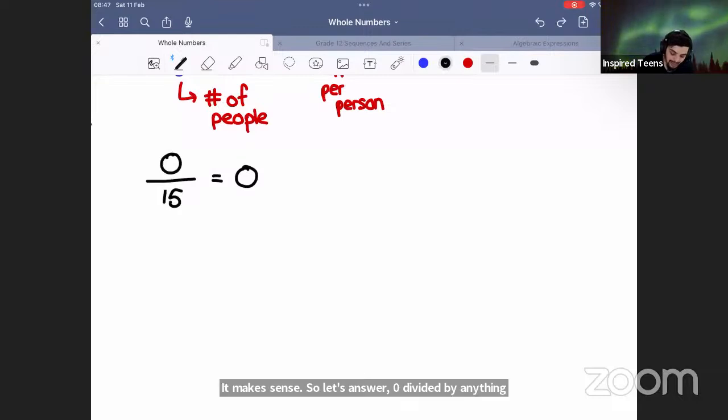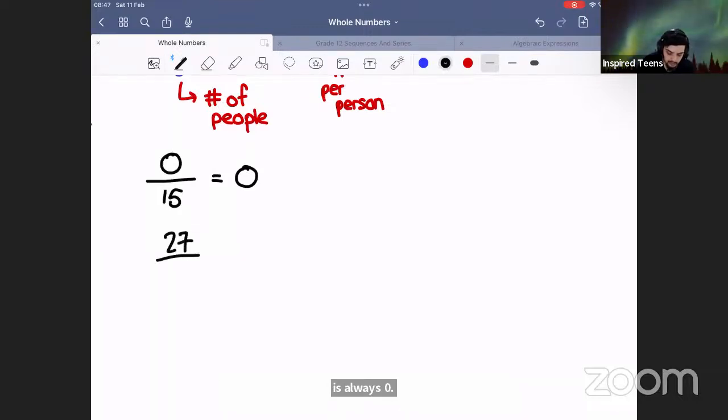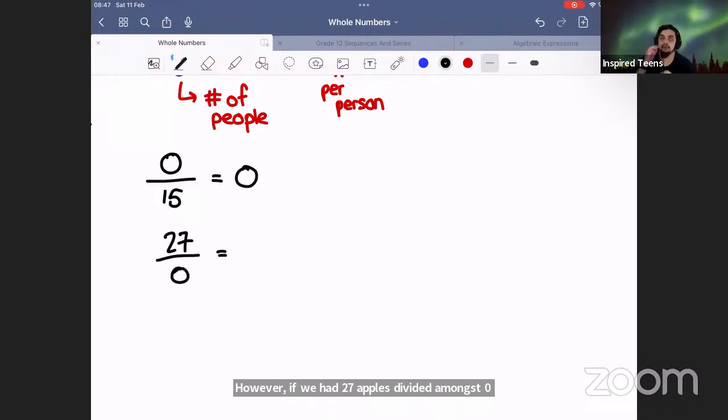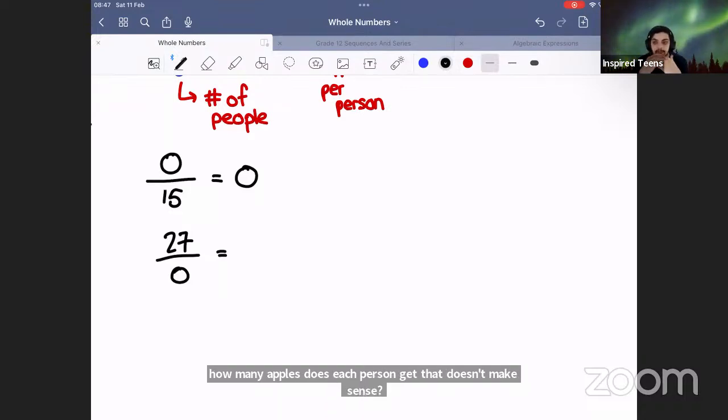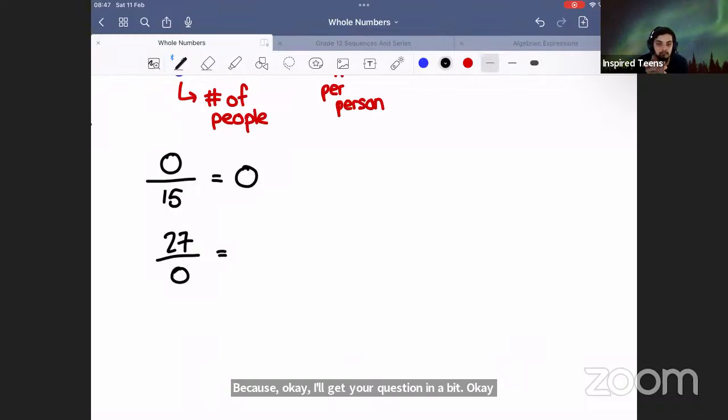However, if we had 27 apples divided amongst 0 people, how many apples does each person get? That doesn't make sense, because you can't give an answer to how many apples each person is going to get, because there's no people, right? 0 people. So you can't give a value to how many apples each person is going to get because there's no people.